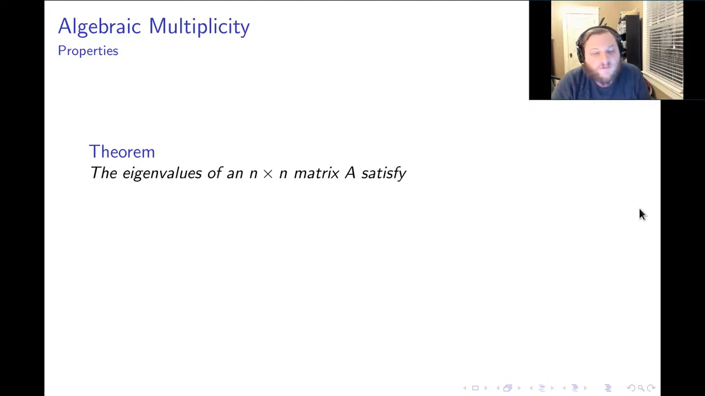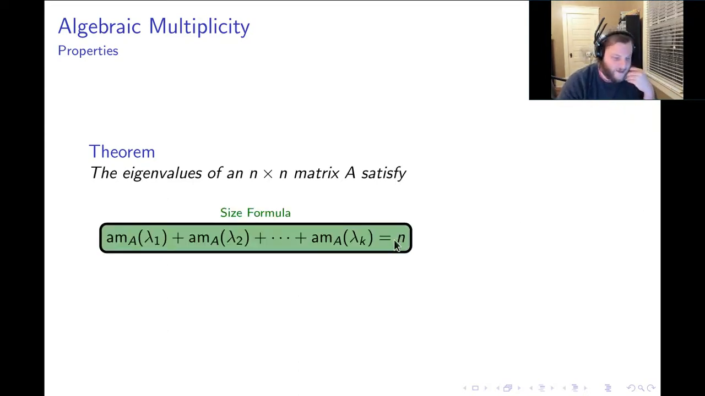So what sort of properties does the algebraic multiplicity of an eigenvalue satisfy? There's a size formula. If you remember from the fundamental theorem of algebra, the sum of the multiplicities of all of the roots of a polynomial always equals the degree of the polynomial. So that's exactly what the size formula says. If you have all of the eigenvalues of a matrix and you add all of the algebraic multiplicities together, this always equals the size of the matrix.